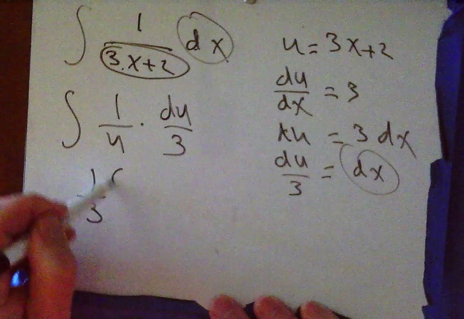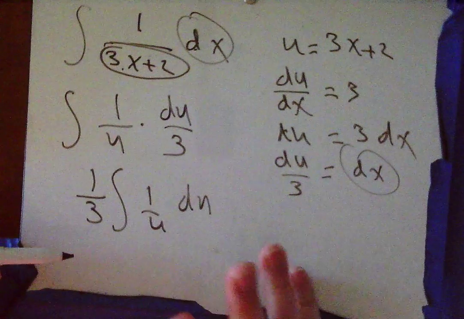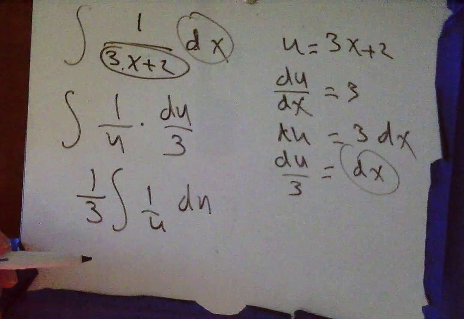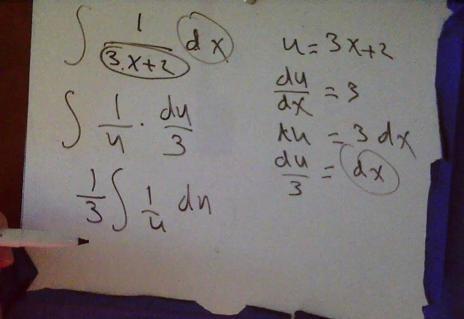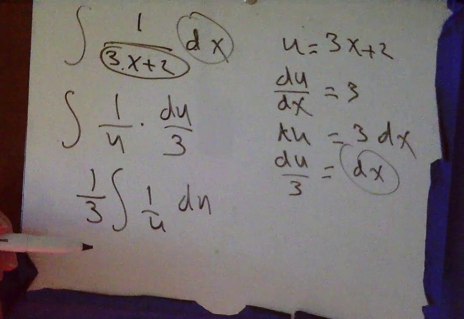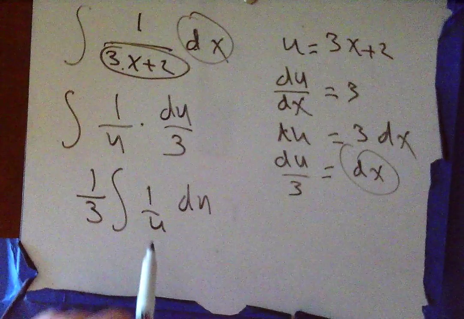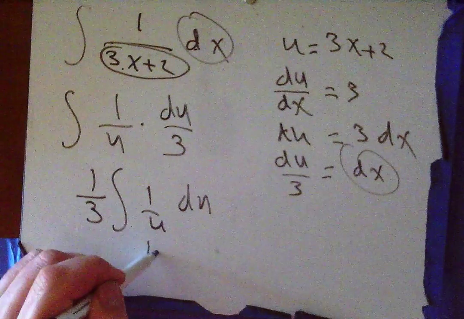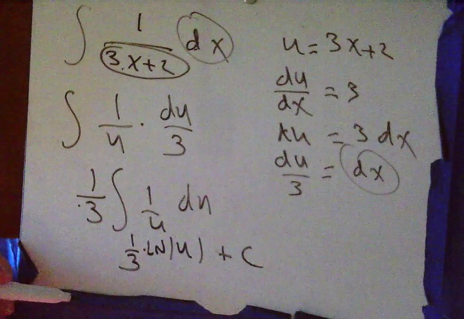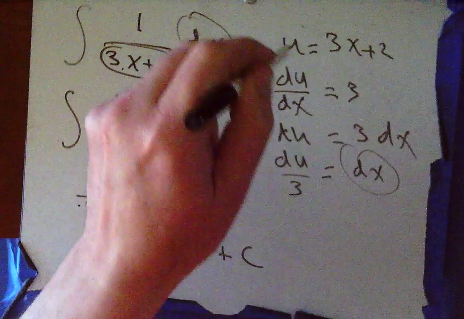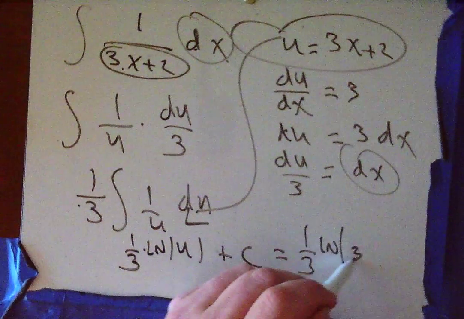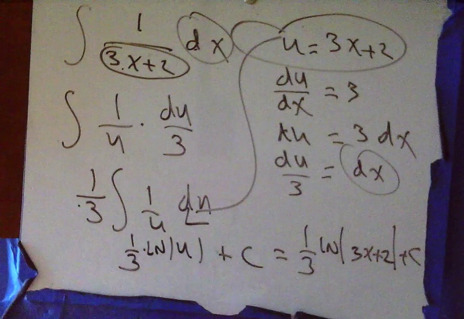I'm going to pull 1/3 out, 1 over u du. It's my job to recognize this as ln of u, and if you don't recognize this as ln of u, you need to go back to the last video and go through the practice of all those. You should probably go back to chapters 3 and 4 and review your derivatives. Make some flashcards and get to work on that, because you have to recognize that this is the derivative of ln of u. We have a 1/3 stuck on with multiplication. Don't forget the plus c. Now, can we stop here? No. Back substitute. So we're going to have 1/3 ln 3x plus 2 plus c. So there's my u sub.